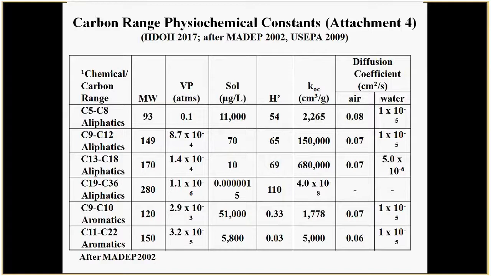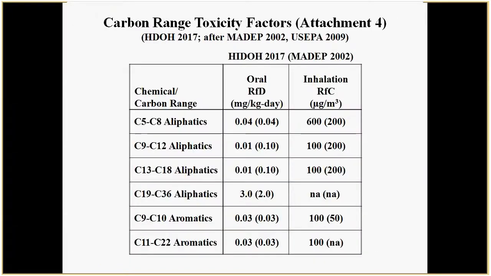We do the same thing with toxicity factors. So each one of the 6 carbon ranges, we can assign an oral toxicity factor or a reference dose, and also an inhalation toxicity factor, referred to as a reference concentration. And this just describes a safe level of exposure for each one of these different carbon ranges. So, like for C5 to C8 aliphatics, exposure of 0.04 milligrams per kilogram body weight per day is considered safe, not to pose a risk. Inhalation, 600 micrograms per cubic meter of air inhaled, is considered a safe concentration.